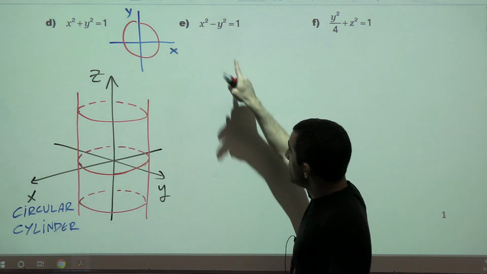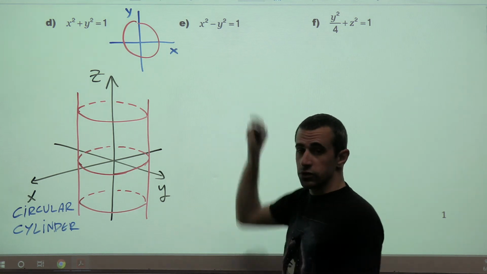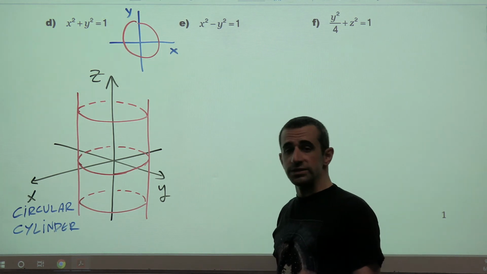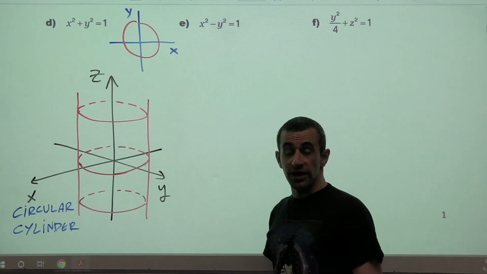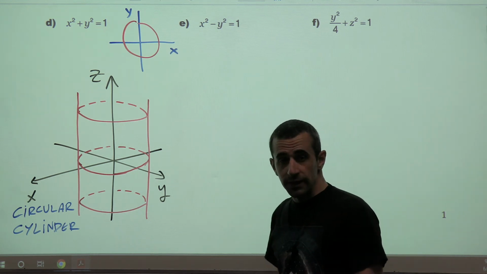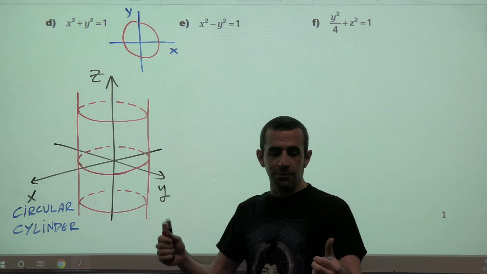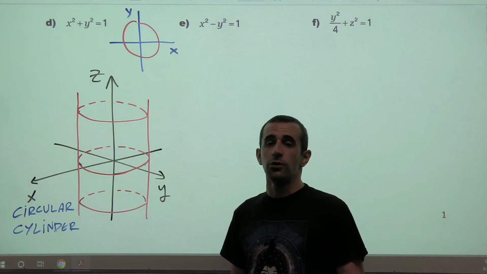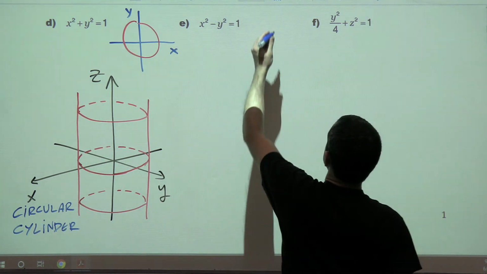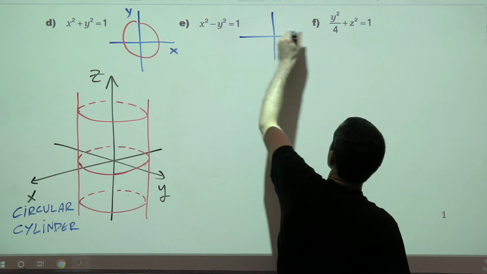So the equation in part E is x squared minus y squared equals 1. And again, the key feature here is that we're missing a variable. The missing variable in this case is z. So I'm going to draw something in the xy plane. That's going to be a cross section. And then I'm going to drag that in the direction of the missing variable, which is the z-axis. So let's start off by drawing the xy plane.